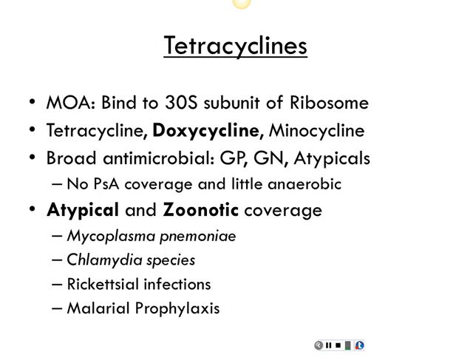No Pseudomonas coverage, where it's primarily relegated to is atypical pathogens, as well as animal type pathogens. So Mycoplasma pneumoniae, Chlamydophila pneumoniae, rickettsial infections, malarial prophylaxis. We do use it as a secondary agent to your macrolides in community-acquired pneumonia because it's got pretty reasonable strep coverage. It covers atypicals, the two primary things that we're worried about for community-acquired pneumonia. So we use it as backup in those cases.